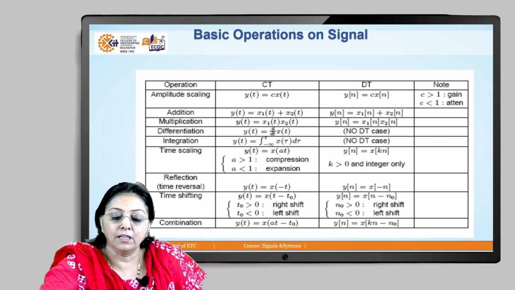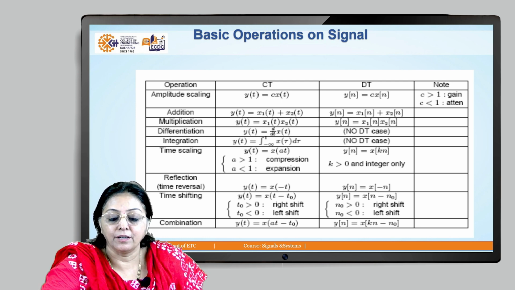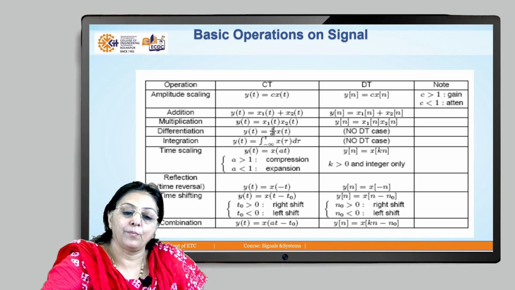When you observe the block, here instead of t it is xn and yn multiplied by C. Here C should be greater than 1 or less than 1. Greater than 1 is a notification; it is mentioned, but it is not a part of this operation on the signal.